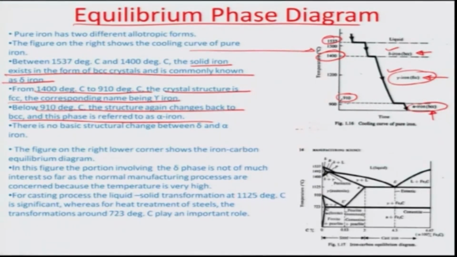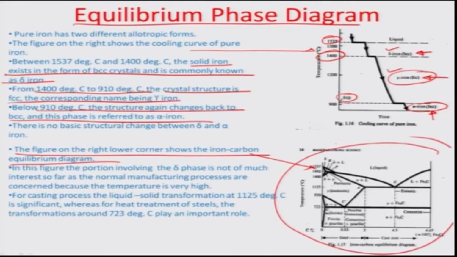The figure on the right lower corner shows the iron carbon equilibrium diagram. So, that is how complexity driven it is. In this portion you can see that there is a gamma phase, there is a delta phase which is here corresponding to this temperature range, and then there is a gamma phase for pure iron. Okay. And then obviously there is going to be the alpha phase, which is the ferrite phase, or again back to the BCC structure in this particular region.